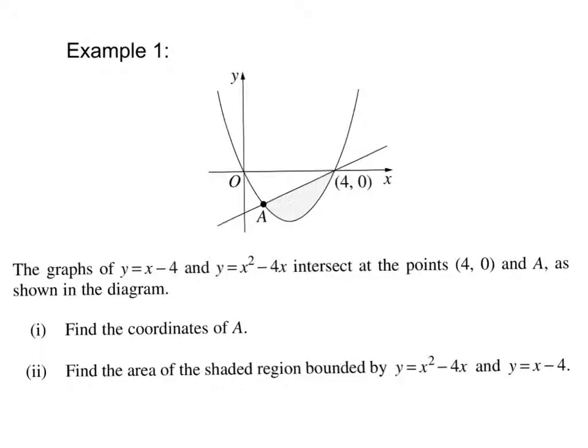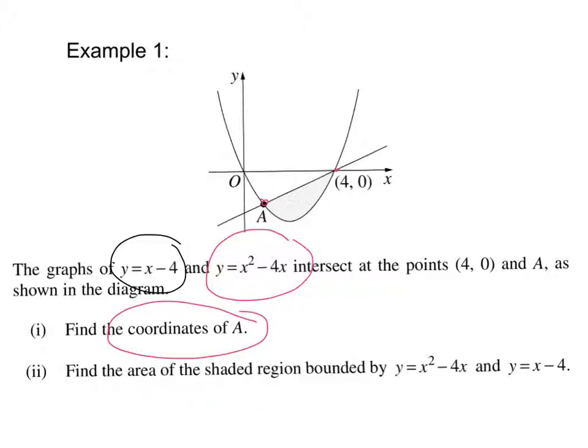This is an example of how to find the area of the shaded region. We start with the beginning here. We have y equals x minus 4, which is the equation of the line that's given to us, and y equals x squared minus 4x, which is the equation of the parabola drawn. You're lucky you have the drawing in front of you, and you can see there's an intersection at a point (4, 0), and at a point A. We are asked here to find the coordinates of point A.